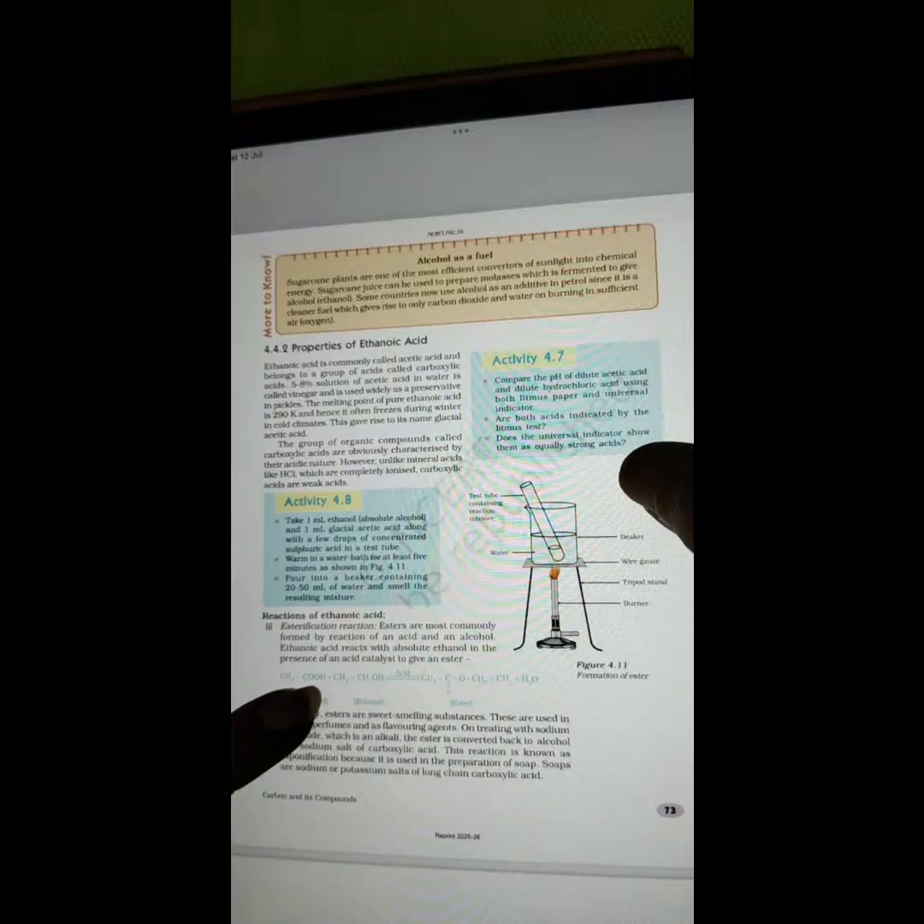More to know: alcohol as a fuel. Sugarcane plants are one of the most efficient converters of sunlight into chemical energy. Sugarcane juice can be used to prepare molasses, which is fermented to give alcohol, ethanol. Some countries now use alcohol as an additive in petrol since it is a cleaner fuel, which gives rise to only carbon dioxide and water on burning in sufficient air or oxygen.